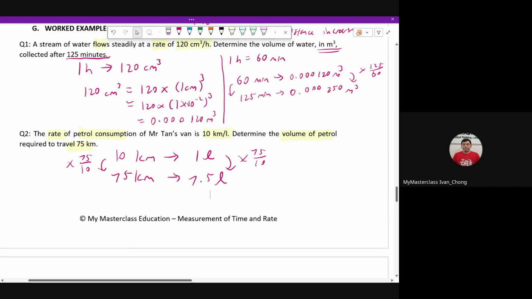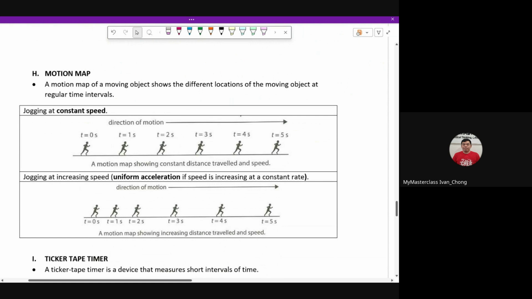Okay. Next one, motion map. Basically, this is a way to tell us how an object is moving. Now, all these people that you see are actually the same person. So these are basically different pictures, like you take a camera at different times. Every second, he moves a distance d. And if you notice, the distance here is about the same. So he's moving at constant distance and speed. So it's constant speed, basically.